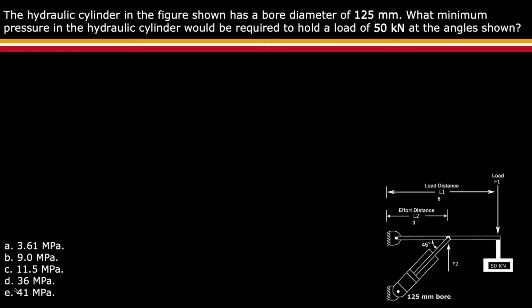The hydraulic cylinder in the figure shown has a bore diameter of 125 millimeters. What minimum pressure in the hydraulic cylinder would be required to hold a load of 50 kilonewtons at the angles shown?